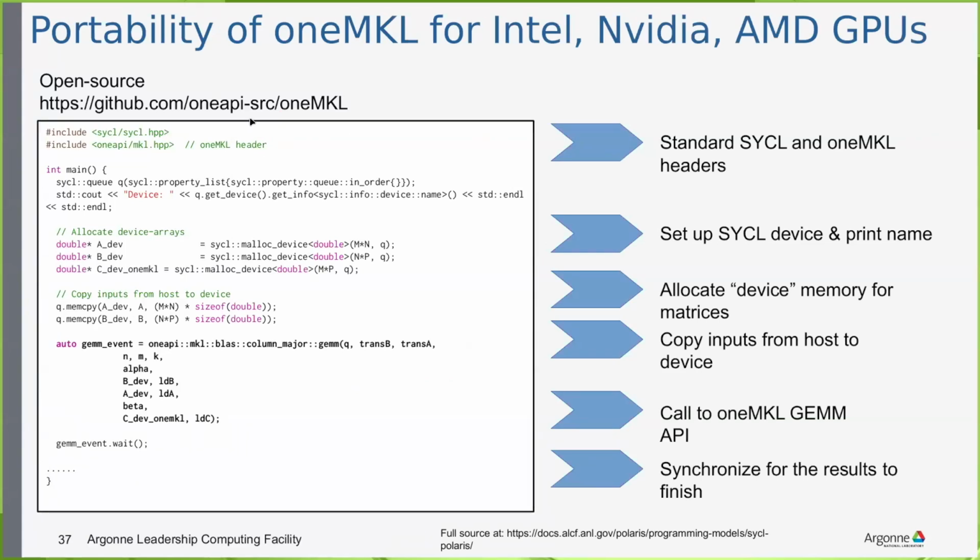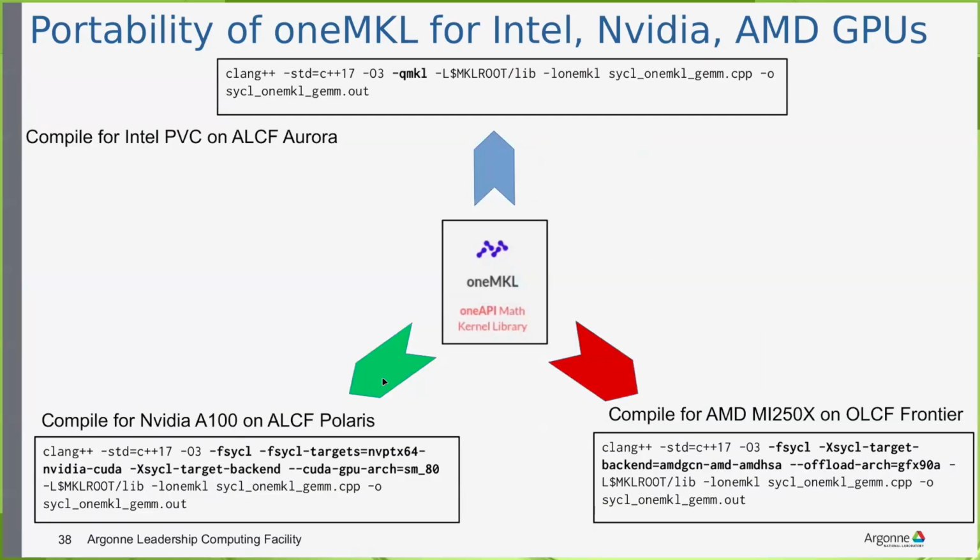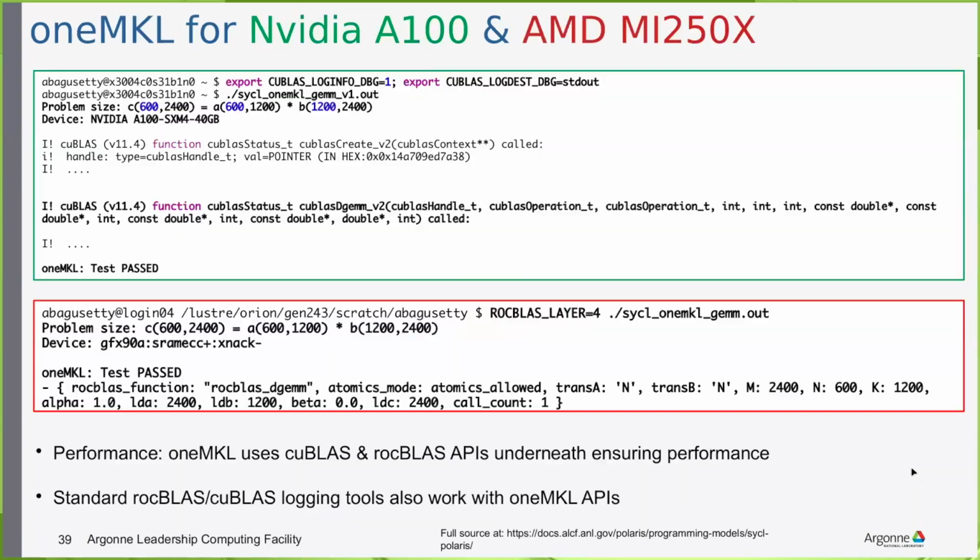So this is, again, an example of how you use oneMKL. You allocate memory, you launch MKL APIs. You can similarly compile oneMKL for all three hardware backends, including Intel PVCs. The bold flag shows the differences between each of the three vendors. So you have the flag targeting Intel, you explicitly pass NVIDIA flags, or you pass AMD flags for AMD GPUs.